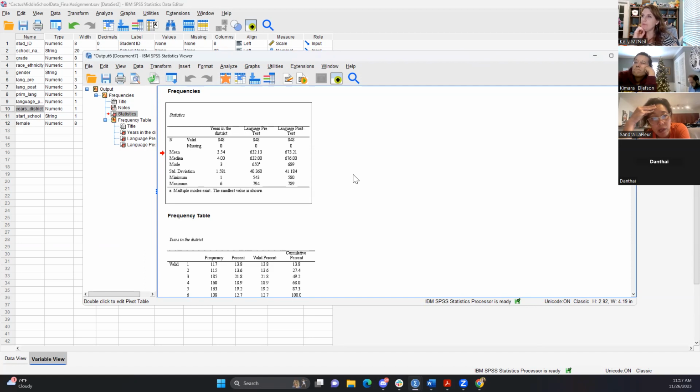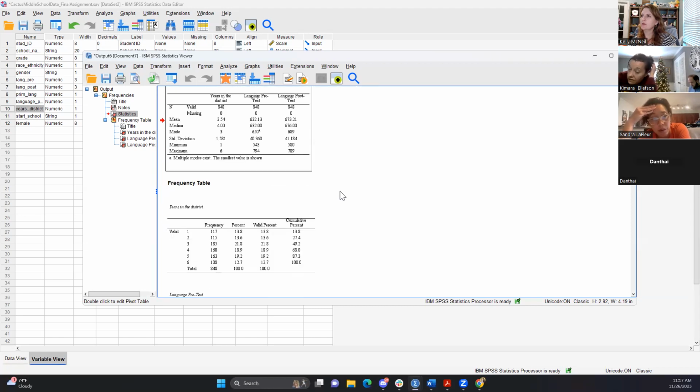I feel like median and mode throw me off, especially. We just need the mean. And the standard deviation. And we don't really need min and max anymore because we sort of know it's 1 to 6.